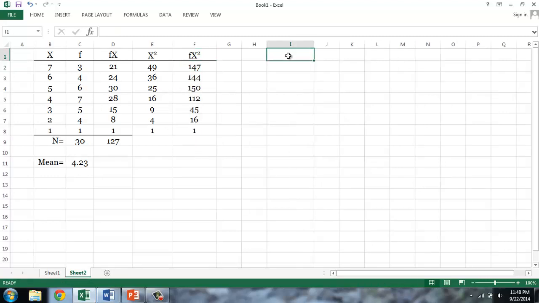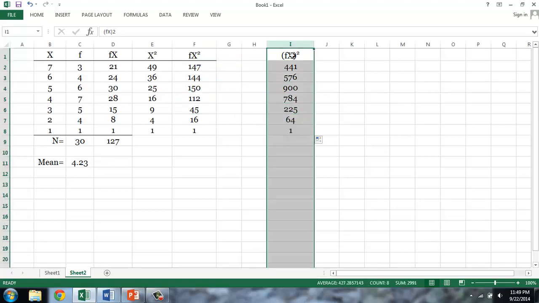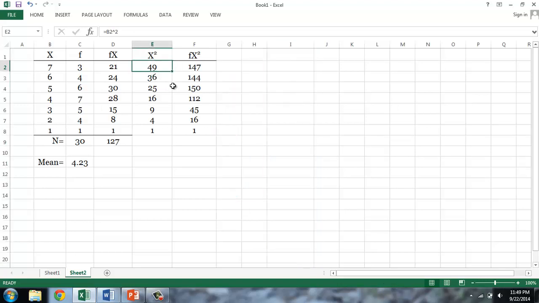For comparison, let's square our f times x column. As you can see, these values are very different. If we perform calculations in the wrong order, we can end up with a very wrong answer. So again, this is not the correct way. We square our scores and then multiply by the frequency.